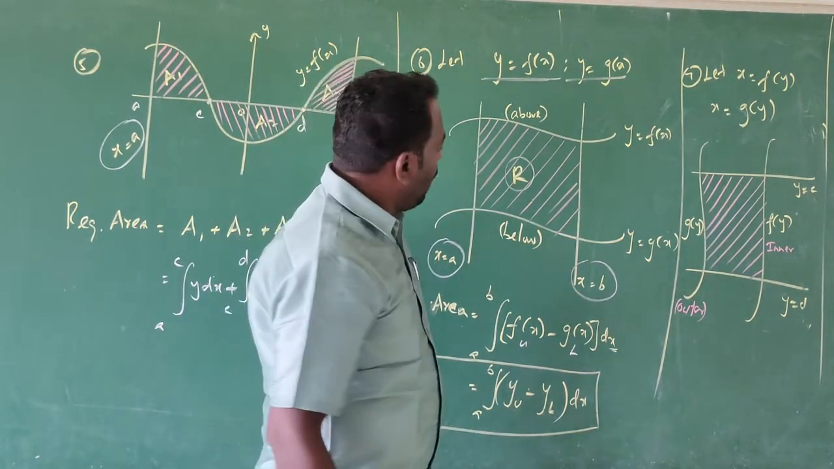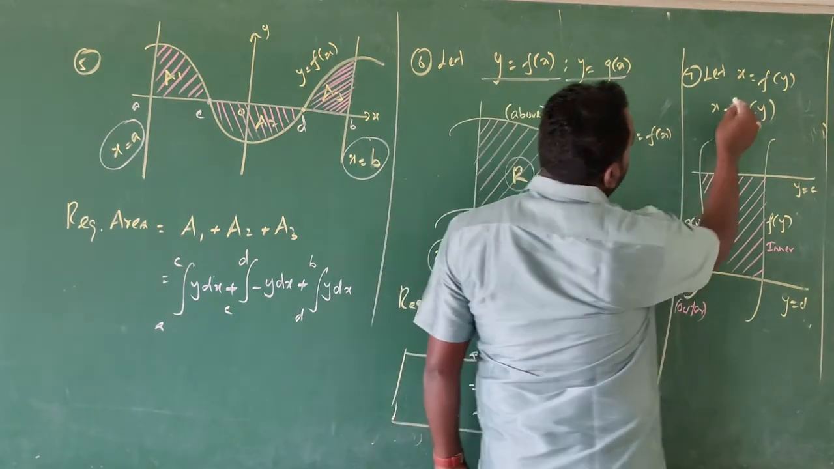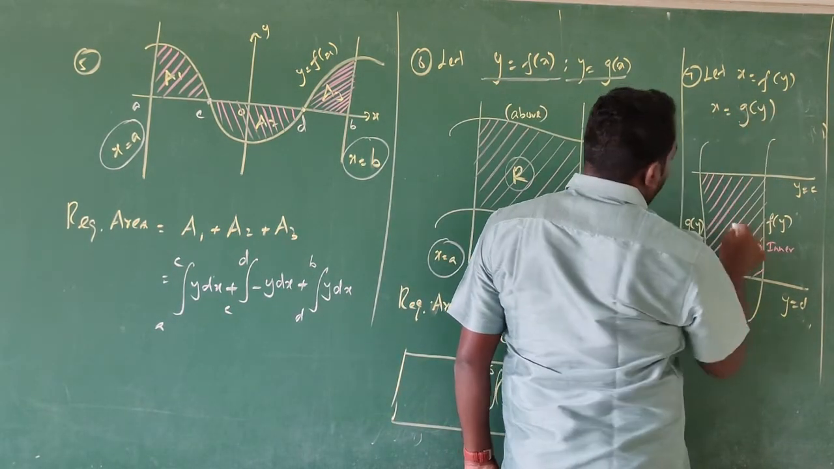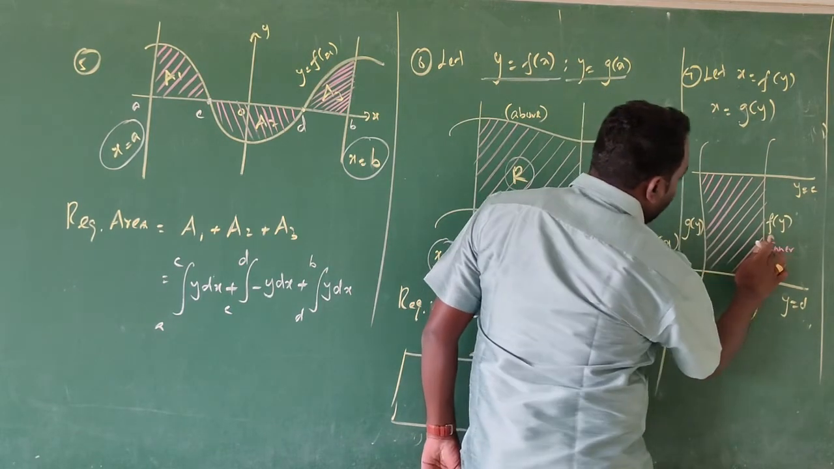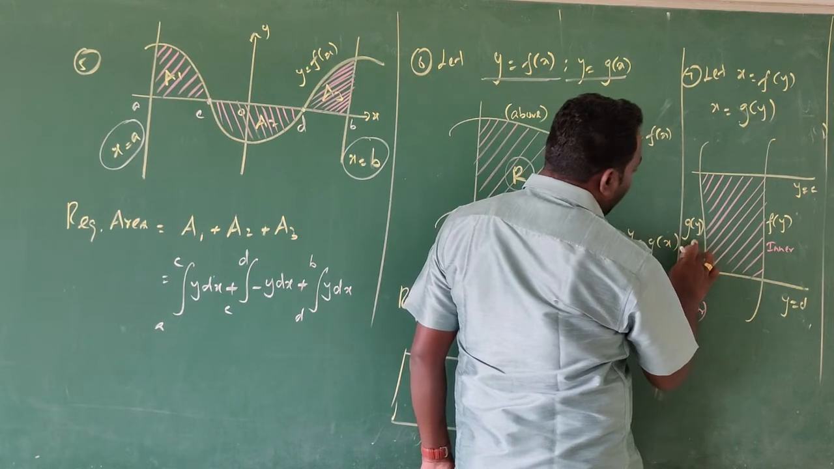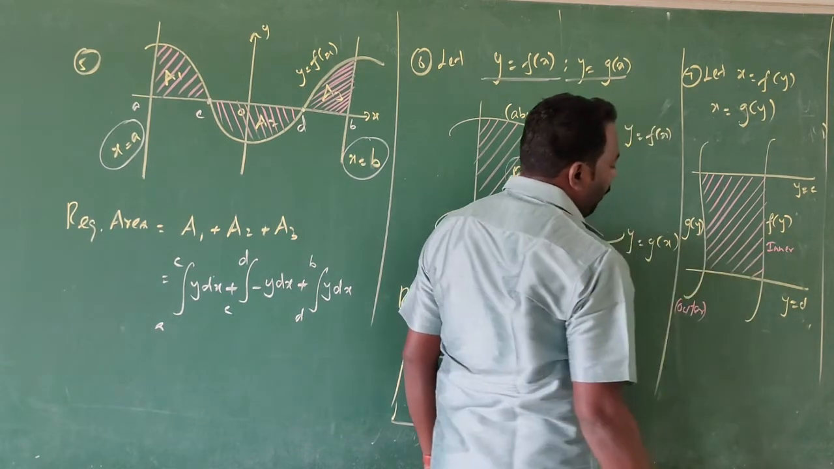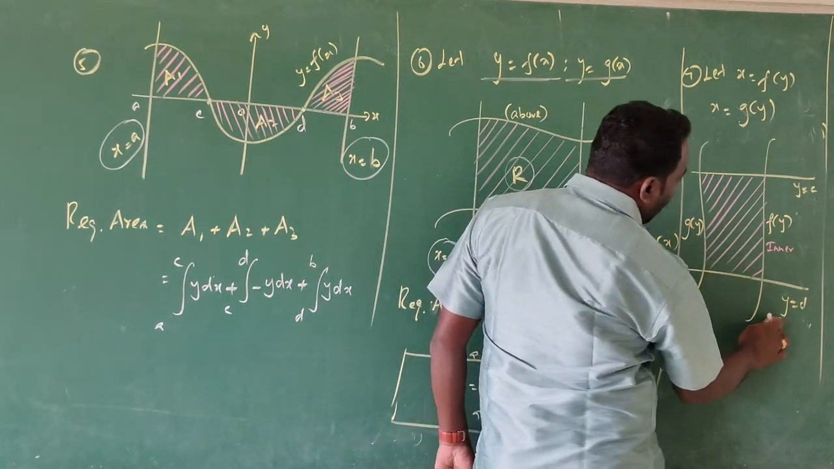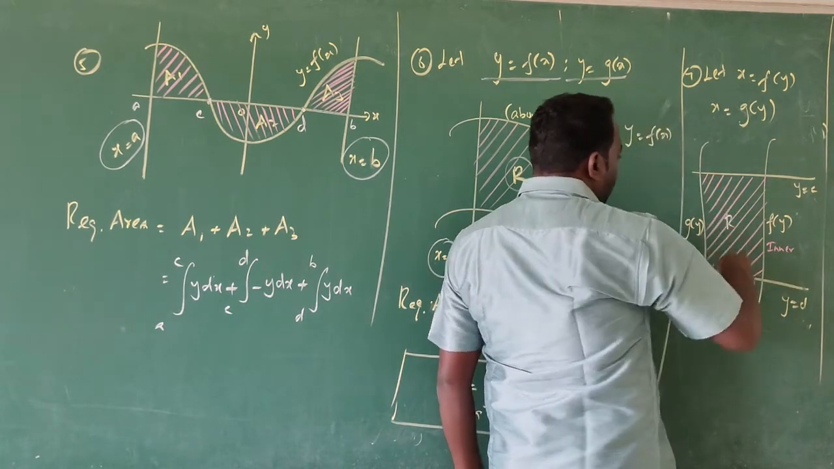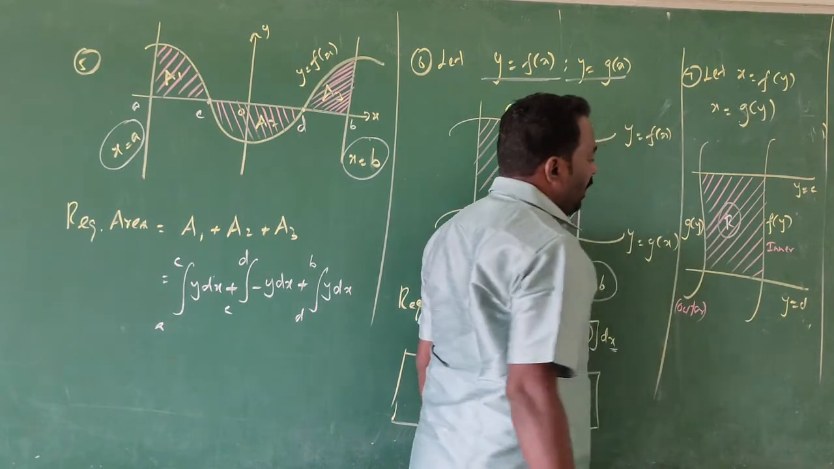Similarly, another one is formula 7: x equal to f of y, x equal to g of y. Two curves are given. One curve is f of y, another is g of y. Both are with respect to y only. The two boundaries given are y equal to d and y equal to c, and between the two curves, within this bounded area, we obtain the required area.